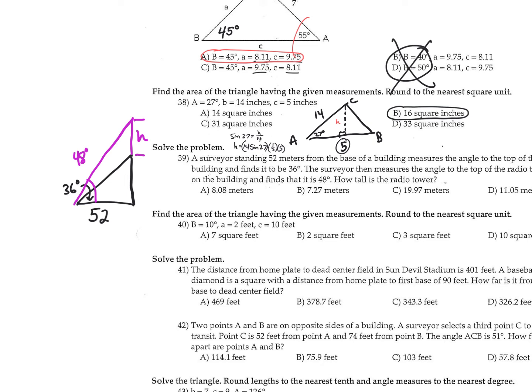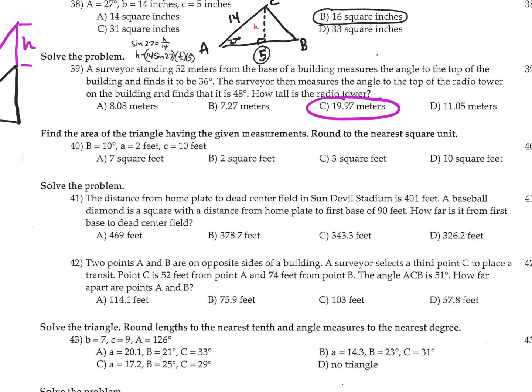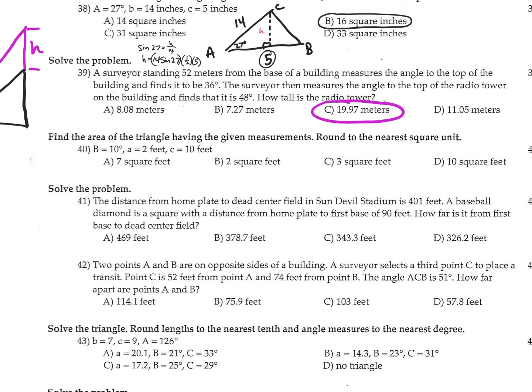In both cases here, I would be using the tangent function. I would evaluate 52 times the tangent of 48 degrees, and then subtract from that 52 times the tangent of 36. When it's all said and done, we end up just shy of 20 meters, which means that option C is our best bet.